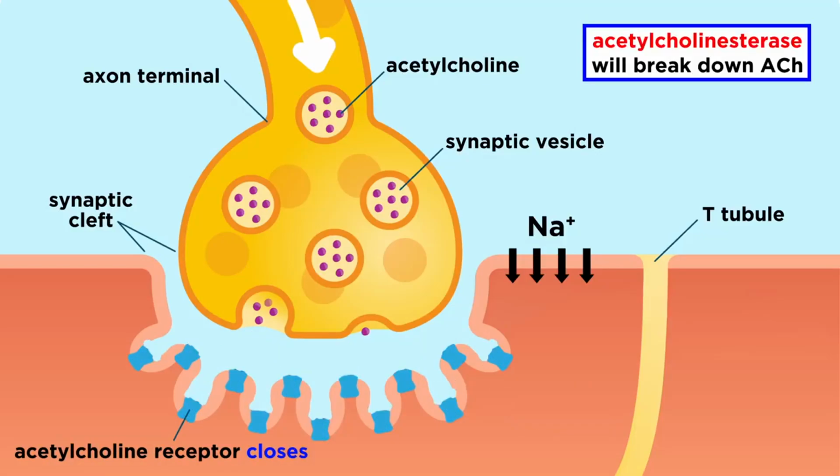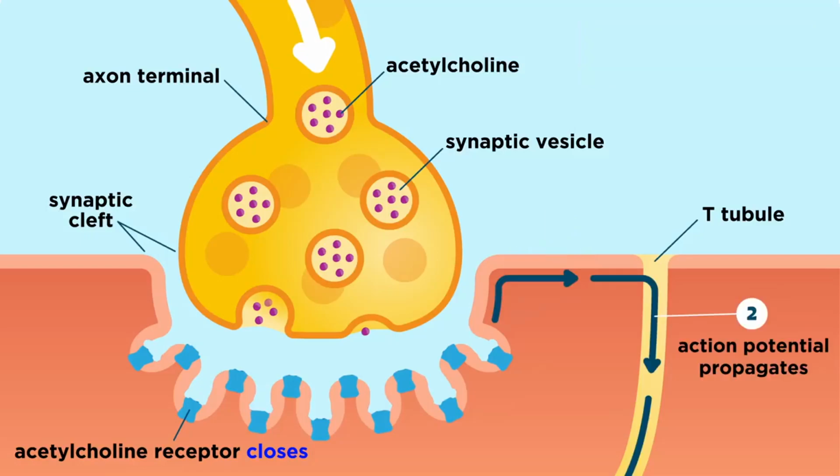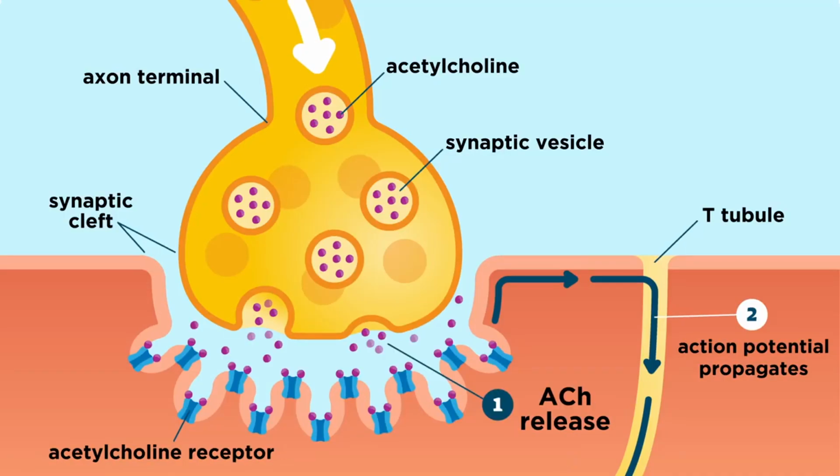While this is happening, an enzyme in the synaptic cleft called acetylcholinesterase will break down acetylcholine, and the ion channel closes, preventing further muscle contraction until another nerve impulse arrives. But the action potential will continue to propagate along the sarcolemma and down the T-tubules, which opens up calcium ion release channels, which we will discuss in a moment. So we can see that charge distribution and electric potential are key concepts here.